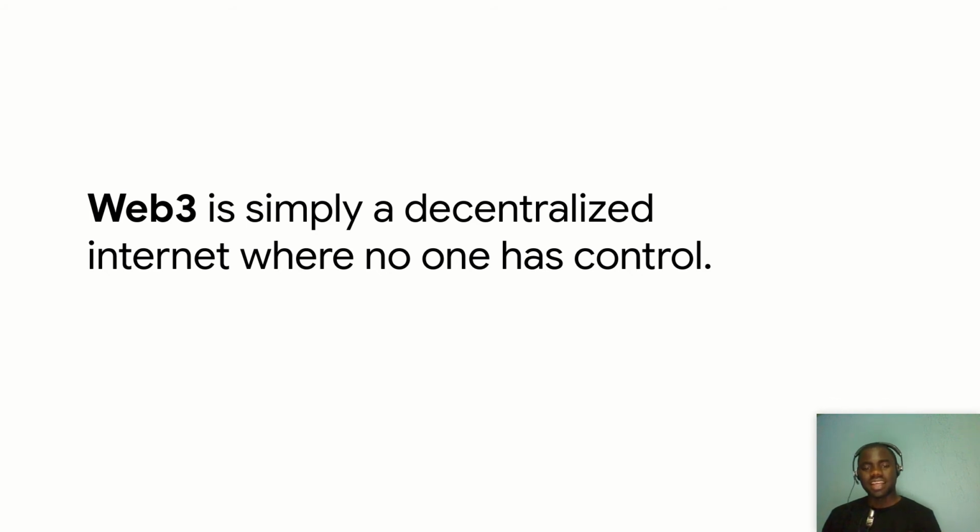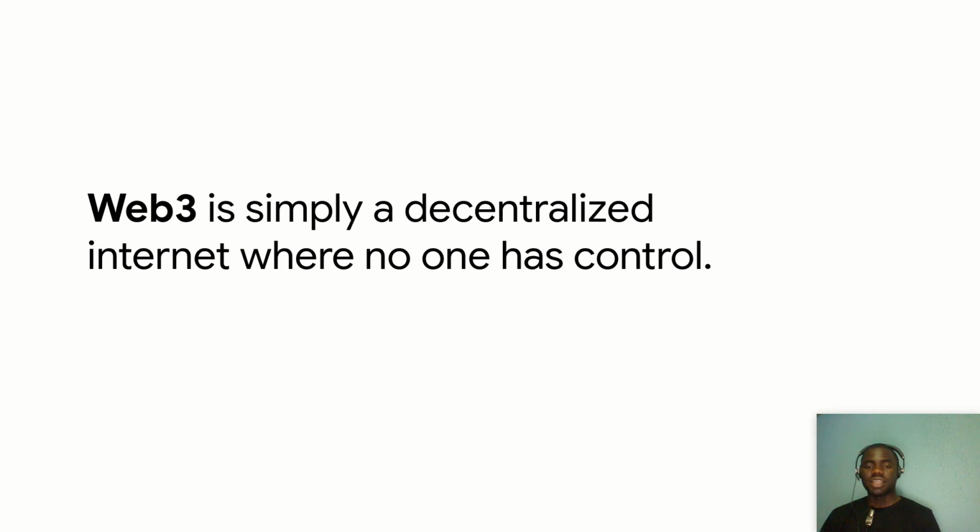It is simply a decentralized internet where no one has control. In Web 2, control is given by the platform, the internet is being relied on. So Facebook, for example, doesn't have the ability to give users control over their data. That's why I see different privacy issues, people selling data without your consent. And so these are different issues we have with Web 2.